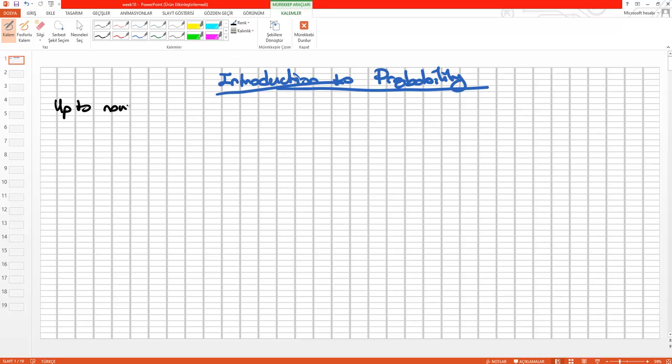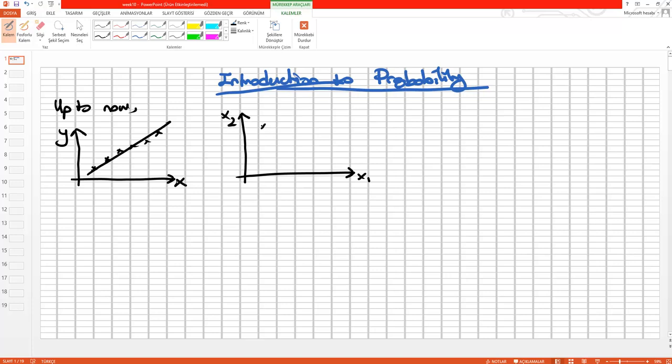Firstly, we generate x and y, the input and the output values. If we have this data set, then we can create the decision model or the linear regression model. Or we can give the x1 and x2 values here and separate this data into two classes by using logistic regression or a neural network application.